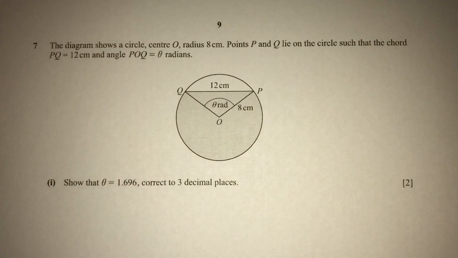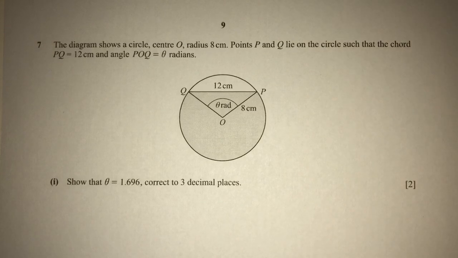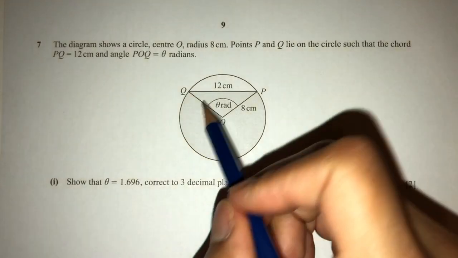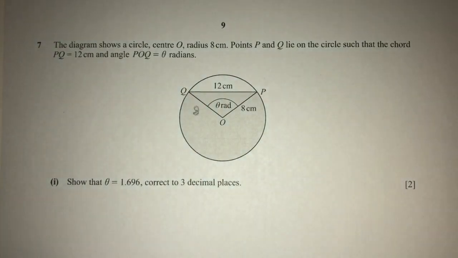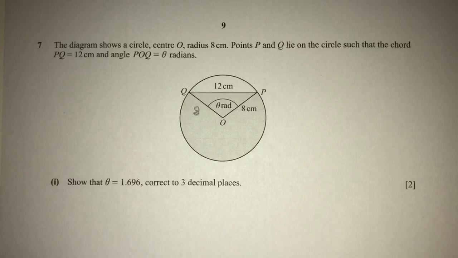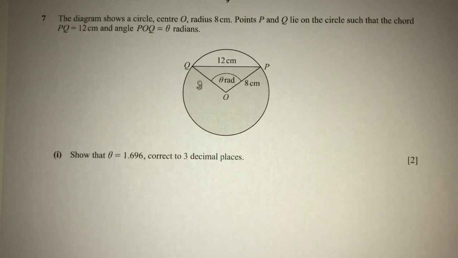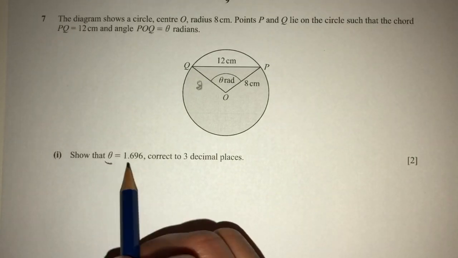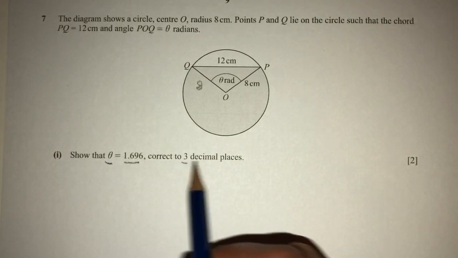Now let's move on to question number 7. The diagram shows a circle, center O. Okay, now we have the radius is 8, which means this is also 8 in value. Now we have points P and Q lie on the circle such that the chord PQ is 12. Okay, now part 1, show that theta is this value correct to 3 decimal places.